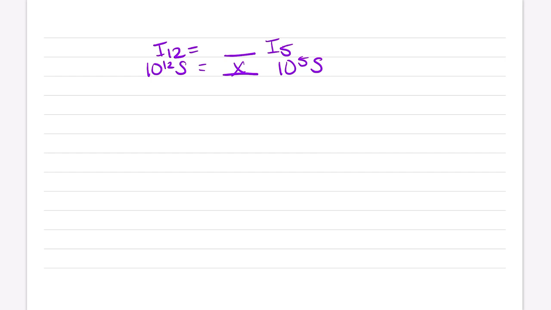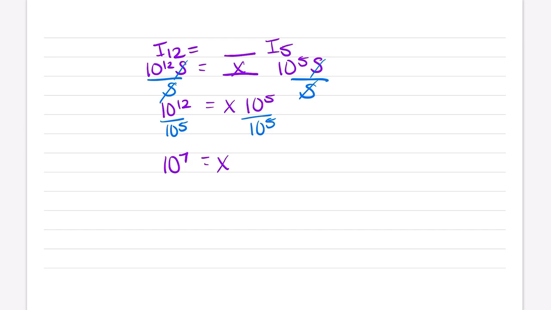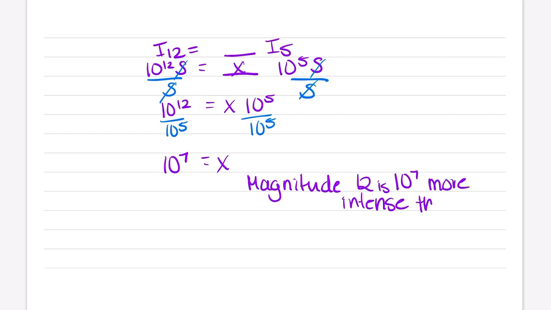So what we can do now is notice we have a common factor of S we can divide out of both sides. So if we divide both sides by S, that S is going to cancel. And so that's going to give us 10 to the 12th equals X times 10 to the 5th. And what we can do now is divide both sides by 10 to the 5th. And so remember, when you're dividing these, you have a common base, you just subtract the exponents. So you have 10 to the 7th equals X. So the magnitude 12 earthquake is going to be 10 to the 7th times more intense than the magnitude 5.